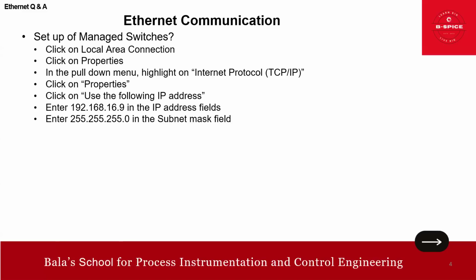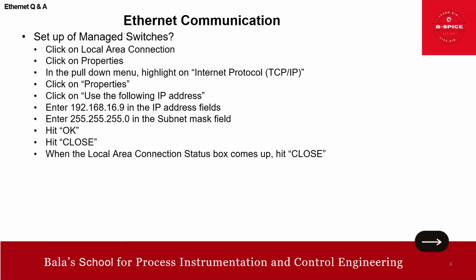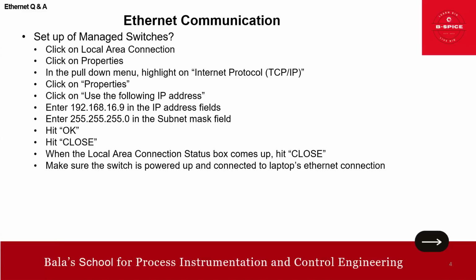Then enter 255.255.255.0 in the subnet mask field. Okay, hit OK. Then hit close. When the local area connection status box comes up, hit close. Make sure the switch is powered up and connected to your laptop's Ethernet connection.